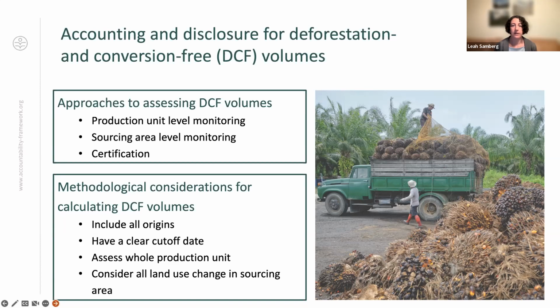So these are the inclusion of all origins, regardless of the risk level or other consideration, the use of a clear and consistent cutoff date, the assessment of land use change at the level of the production unit, as was mentioned previously, and the consideration of all land use change in a sourcing area when considering whether or not something can be assessed to be deforestation and conversion free.